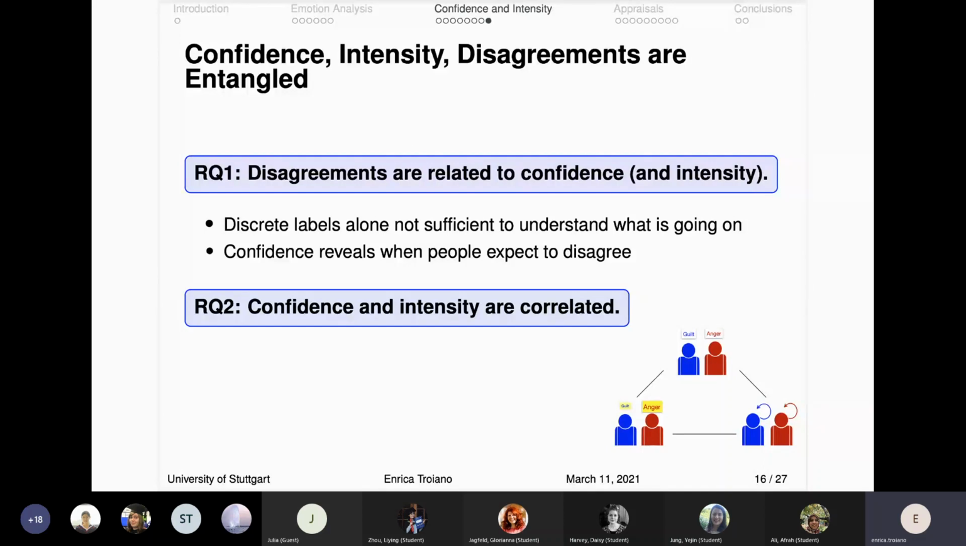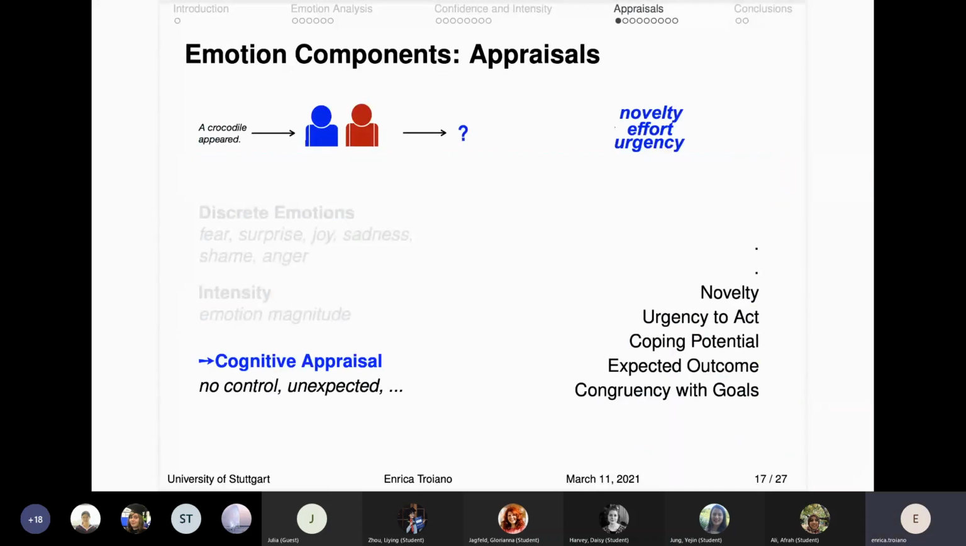And I guess if there is a take-home message from this study, it is that confidence seems to be an important dimension to ask annotators to rate, because in a way it tells us when the annotators themselves predicted to disagree. Okay, so far we have considered disagreements only on discrete emotion labels, and we have used intensity as an additional layer of information that can be used to understand disagreements. But now we move on to the disagreements that arise when annotating cognitive appraisals.